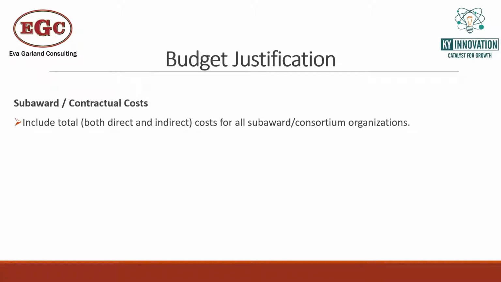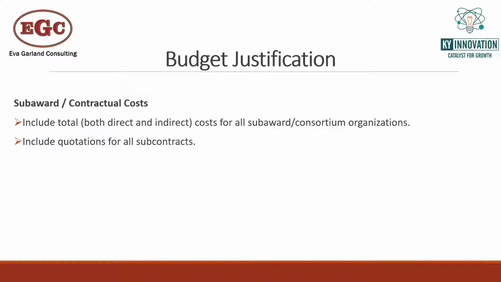Okay. So as you're justifying your subaward or any contractual costs, make sure that you're including the total budget for all the subaward organizations, not just their direct. So make sure you're grabbing that correct line, because you're going to have to pay the subawardee the total costs.